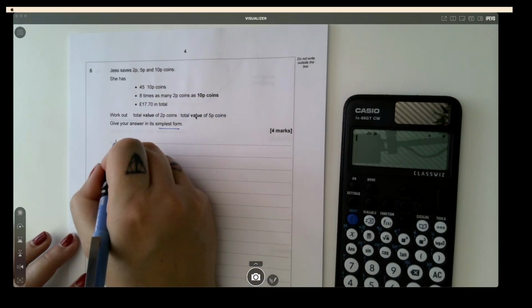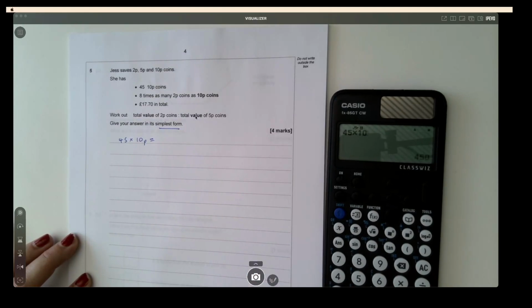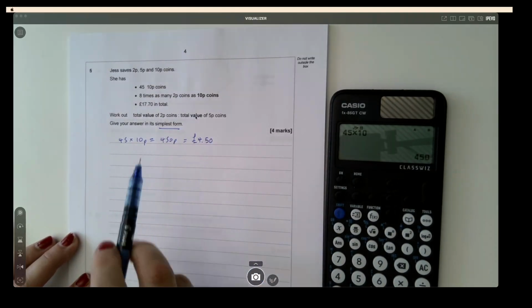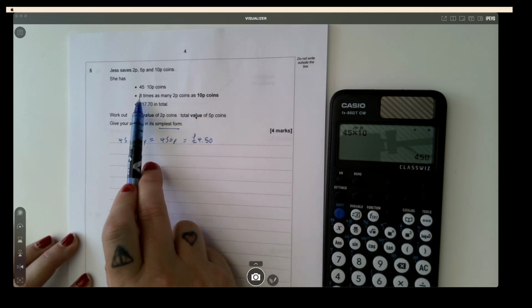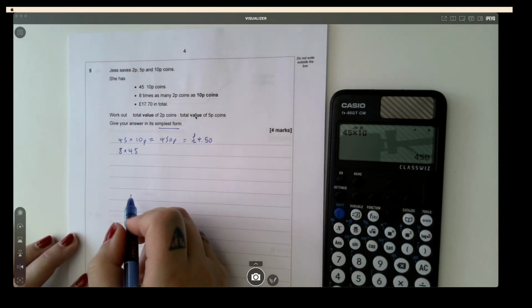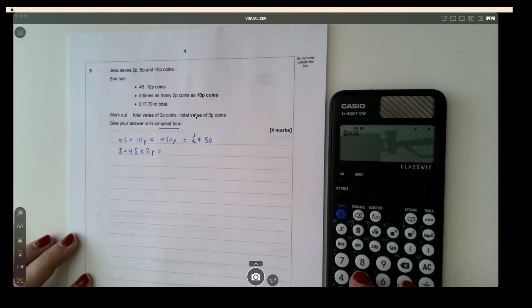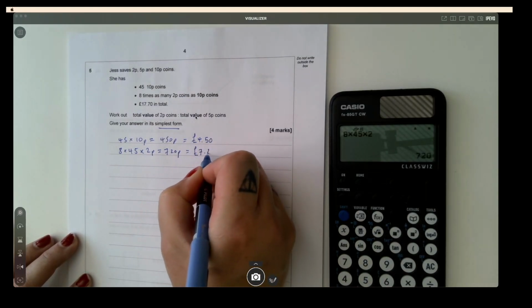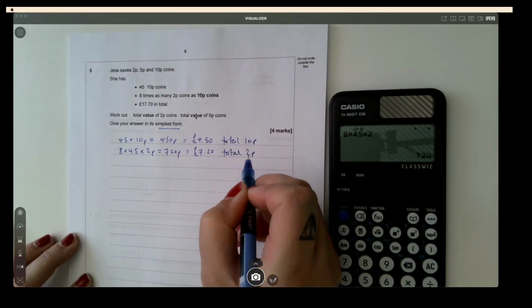Okay, so first of all, we have 45 lots of 10p coins. So 45 times 10 is 450 pence, which is £4.50. There are 8 times as many 2p coins as 10p coins. So if we've got 45 10p coins, we've got 8 times 45 2p coins. So 8 times 45 times the 2p is 720 pence, which is £7.20. So that's the total of 10p coins. This is the total of 2p coins.